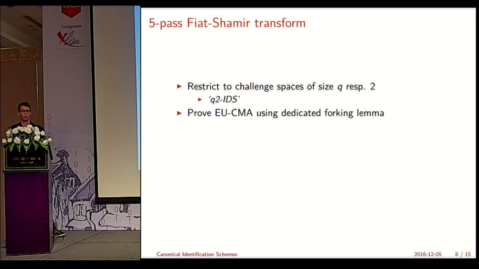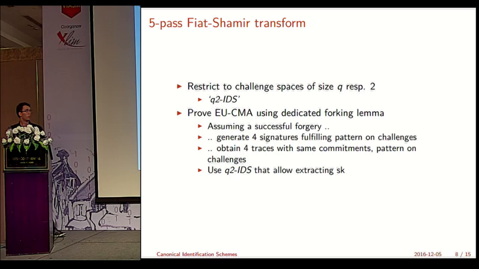And then we're going to prove that this is secure against chosen-message attacks. We're going to prove this using a dedicated instance of the forking lemma specifically tailored to this q2 IDS constraint. Basically, we assume a successful forgery, then we generate four signatures following a pattern on these specific challenges. For the first challenge, you would have one that agrees and one that disagrees, and then for the second one, also one that agrees and disagrees. This is a very specific pattern that follows from the fact that this is a binary second challenge. And then we can obtain four of these traces and use an extractor to show that this works.